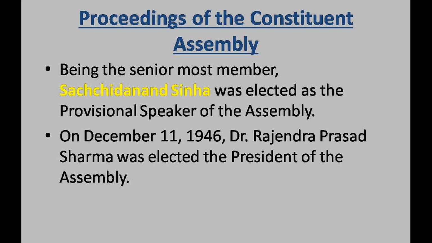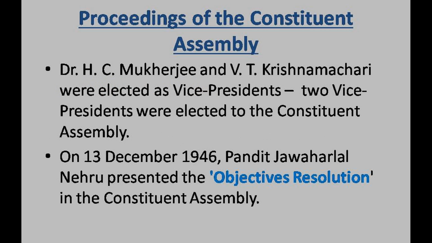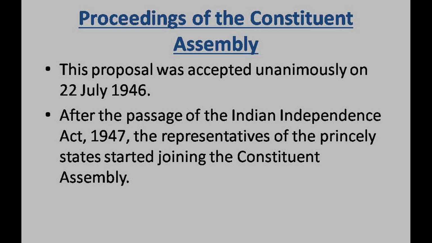On December 11th, 1946, Dr. Rajendra Prasad was elected as the President of the Assembly. Dr. H.C. Mukherjee and V.T. Krishnamachari were elected as Vice Presidents. Yes, two vice presidents were elected to the Constituent Assembly. On 13th December 1946, Pandit Jawaharlal Nehru presented the Objectives Resolution in the Constituent Assembly. This proposal was accepted unanimously on 22nd January 1947.